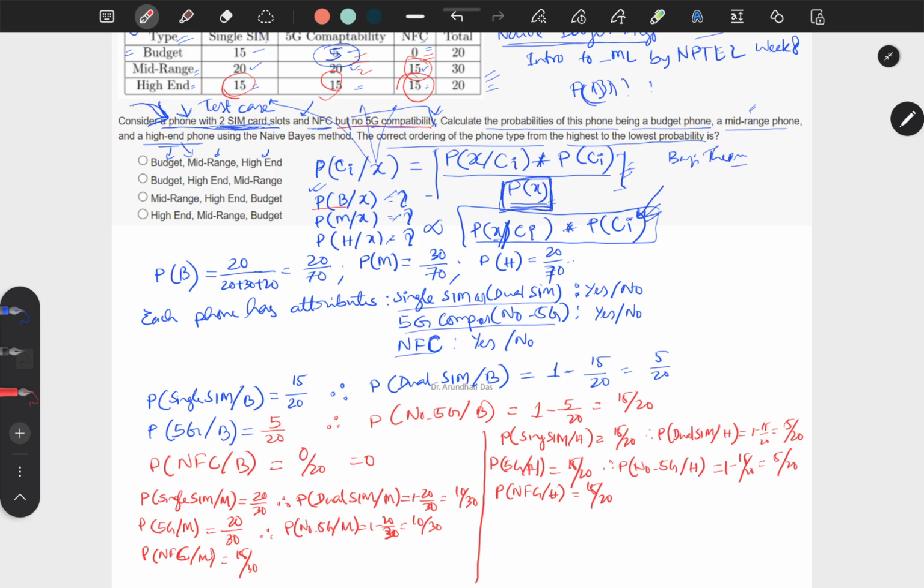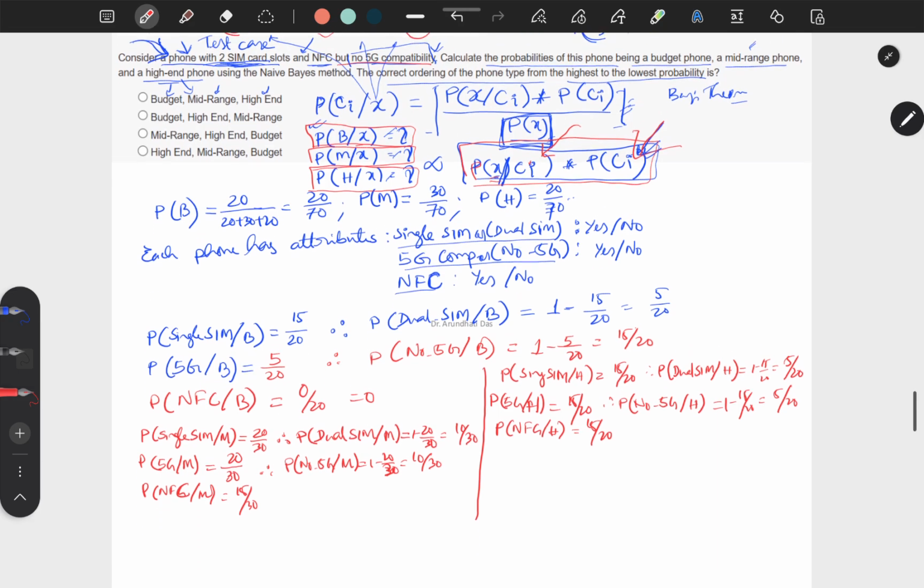We will be calculating the probability that it is a budget range phone given the features, the probability that it is mid range given the features, and the probability that it is high end given the features. And the right hand side values, right now I am having all of them. I am having the probability of the class level. I am now also having, given the class level, whatever the features are, that probability value also, right.